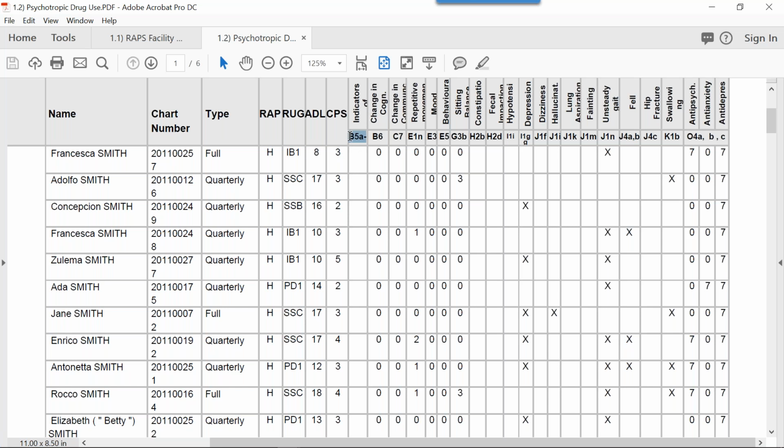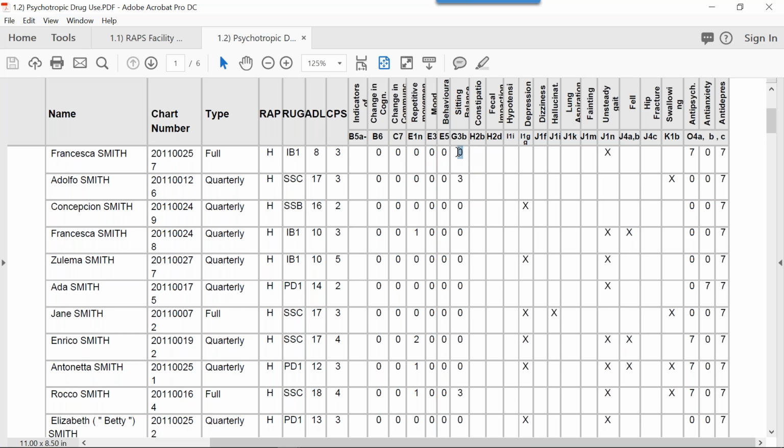Now look at this, where the indicators of delirium are. Notice she has not triggered that. Change in cognitive status in the last 92 days, not triggered, right? Or she's the same as she was before, I should say. Change in communication, same as she was before. Repetitive movements, remember E1 are those mood items, and she's not experiencing that. Change in mood over 92 days, no change. Change in behaviors over 92 days, no change.